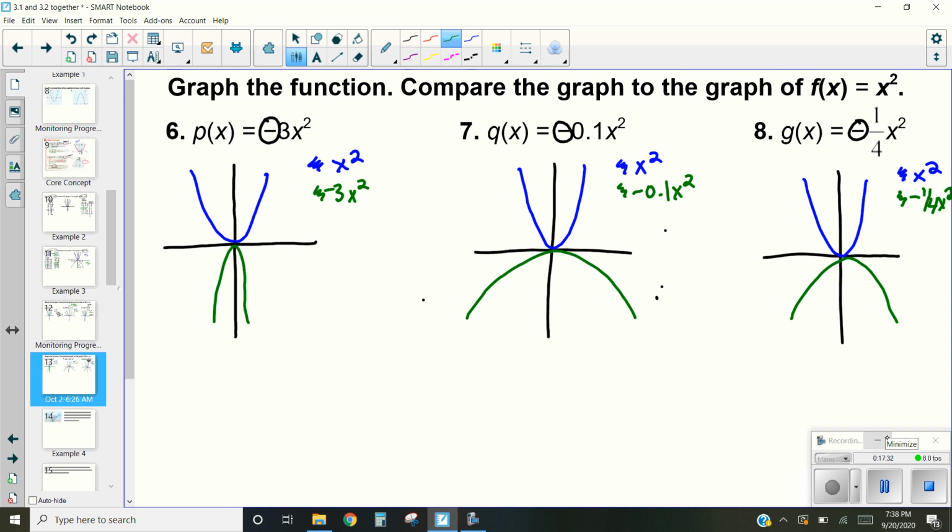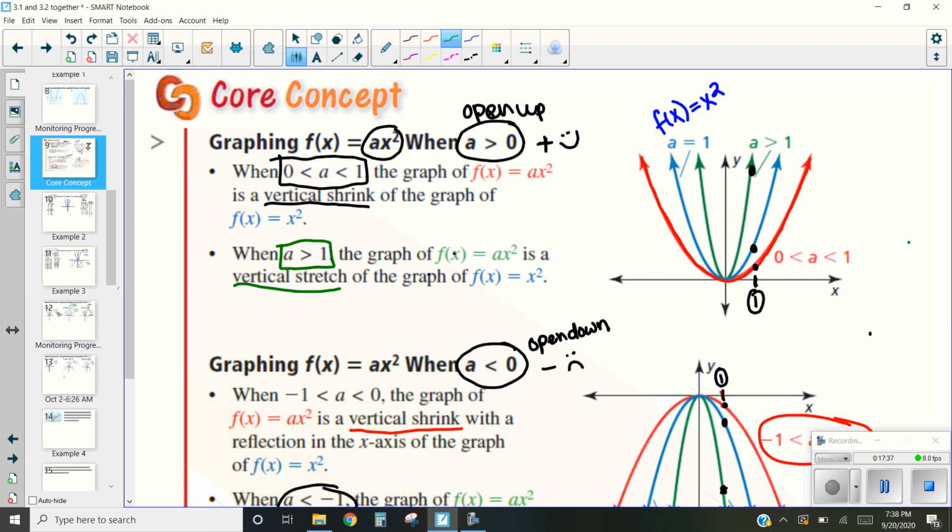So as we multiply some number times our x squared, depending on what that number is, if it's positive, it'll open up. If it's negative, it opens down. If it's a fraction between 0 and 1, so 1/2, 1/3, it has a vertical shrink by that factor. So it's going to be that number times our x squared. If it's bigger than 1, it's going to have a vertical stretch and it's going to get thinner. And that's what happens when we graph with an a in front of our x squared function.